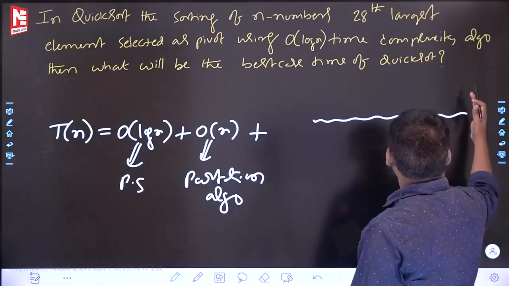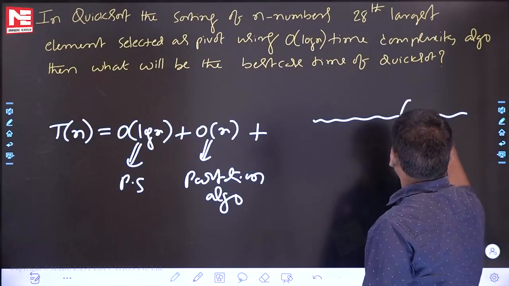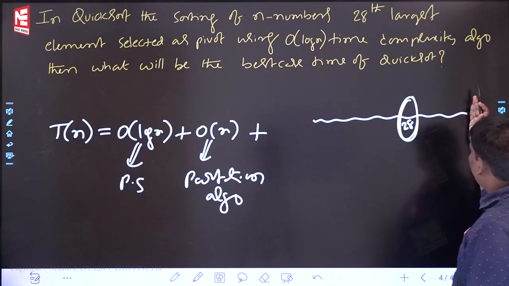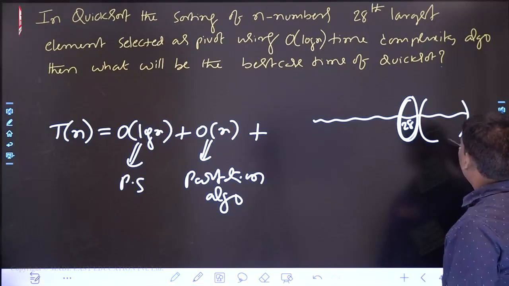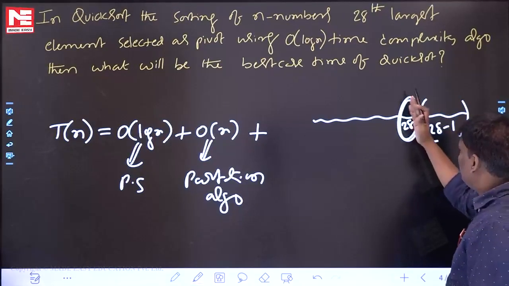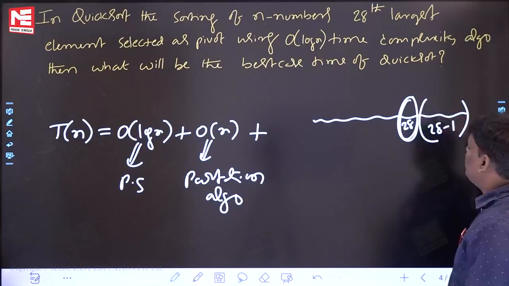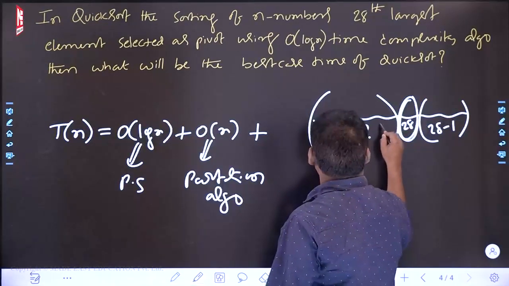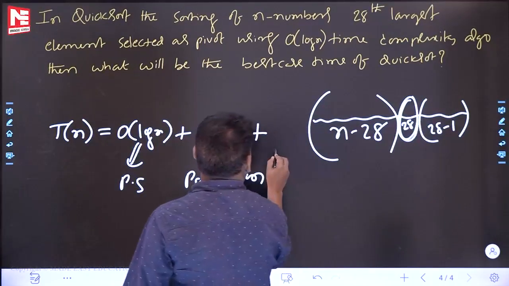where will it go? From the last to 28th place, means from here 28th place. From here to here 28 means how many elements are here? 28 minus 1. If you accept this, it is 28 minus 1 on this side. Remaining all, what is the meaning? n minus 28. So what is on the left? Left contains how many?